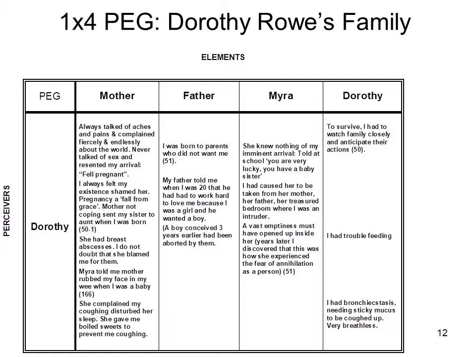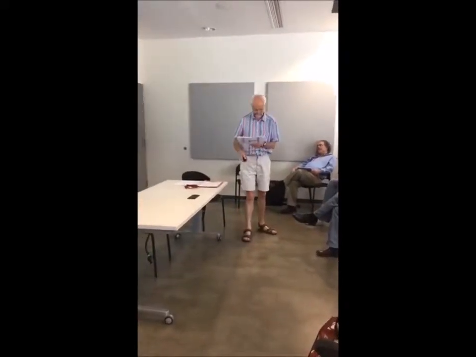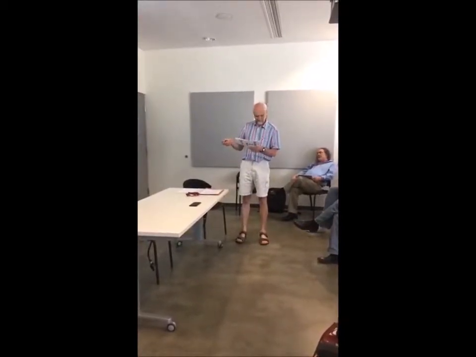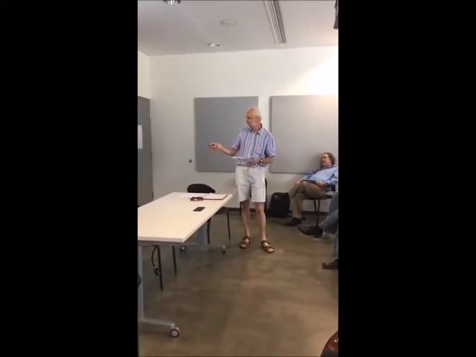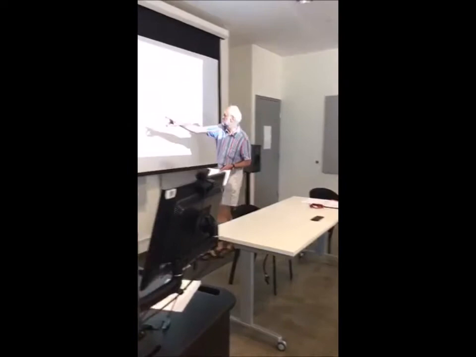So what she says about her mother is that she always talked of aches and pains and complained fiercely and endlessly about the world, never talked of sex, and she resented my arrival. She uses the term fell pregnant. I always felt my existence shamed her. Pregnancy was a fall from grace. When she was born, she sent my sister to an aunt. That's right, she sent the older sister to live with an aunt. She had breast abscesses, so that's interfering with the feeding. So we've got Dorothy's view of her mother here, and we've got Dorothy's view of herself.